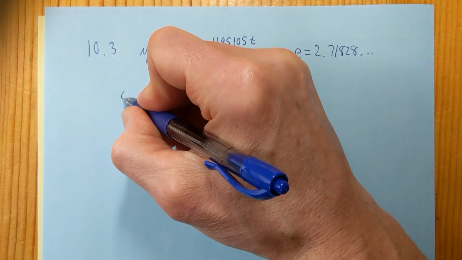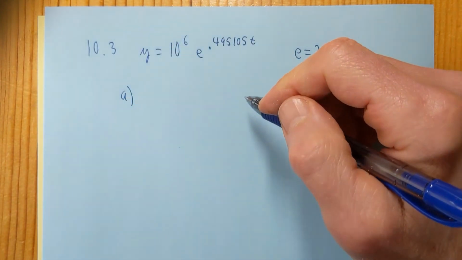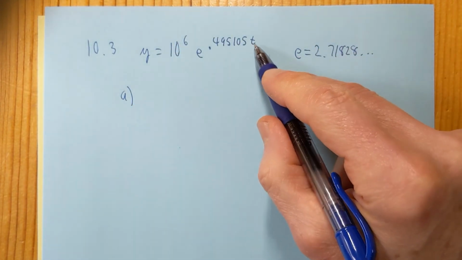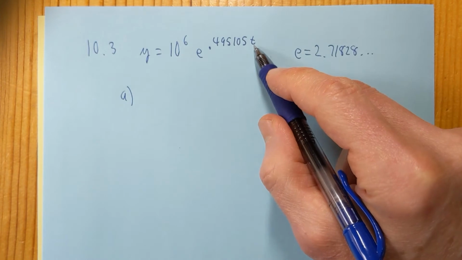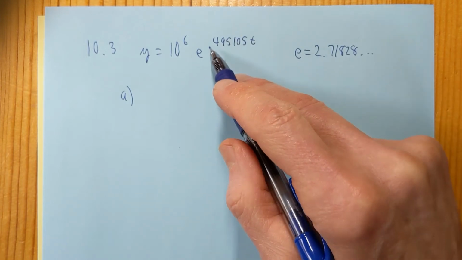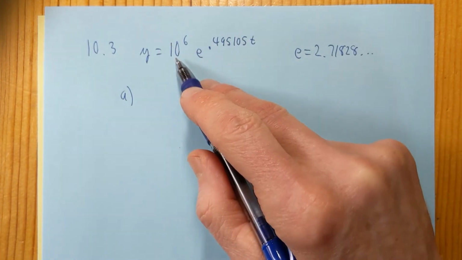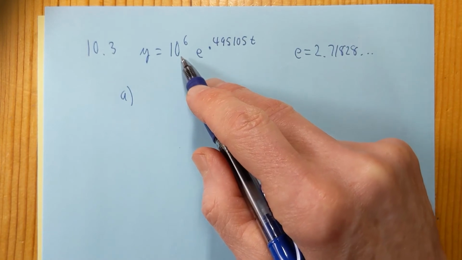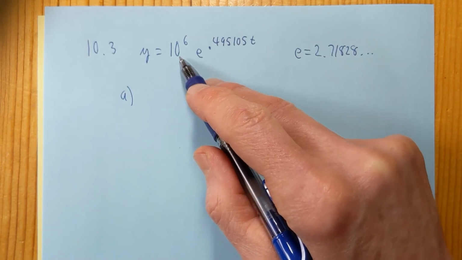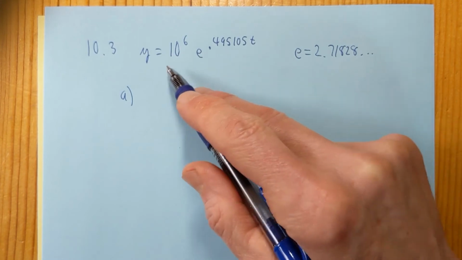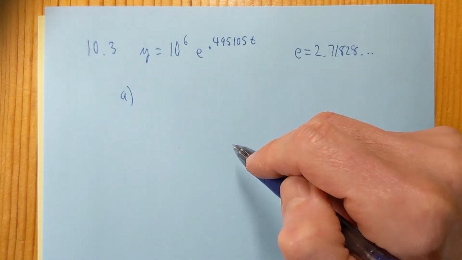So for part A, it's pretty easy. You say how many cells per 1 hour? You just plug in 1. And then your job is to figure out how to make it on your calculator. You go e to that power times a million, times 10 to the 6. And you should get over a million yeast cells, because after 1 hour it's probably growing. And so I think you guys can do that.